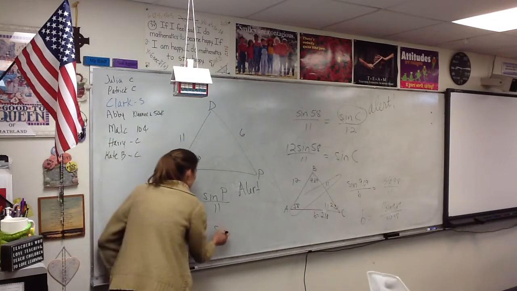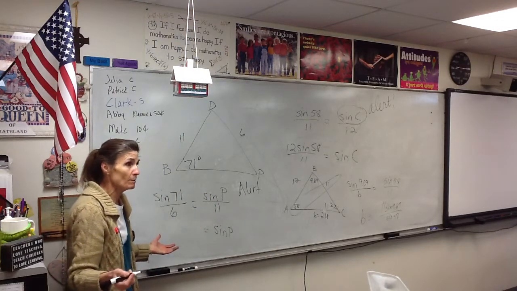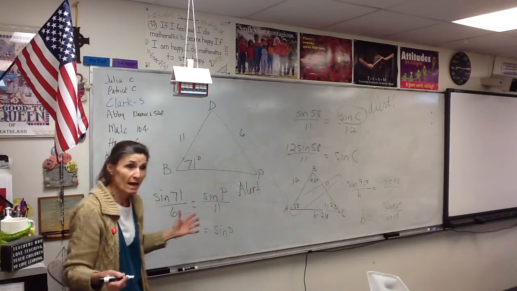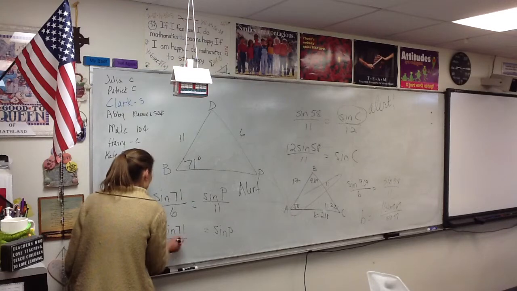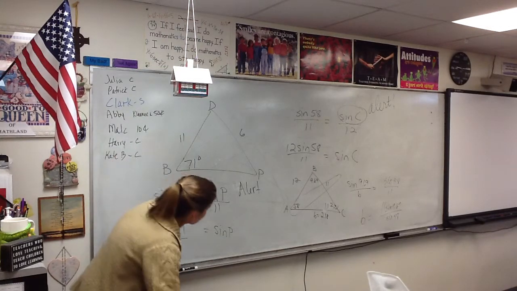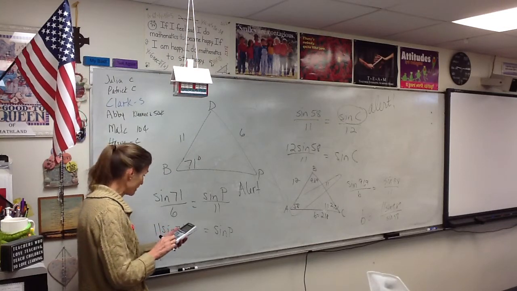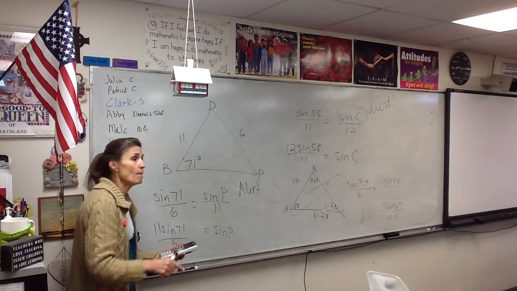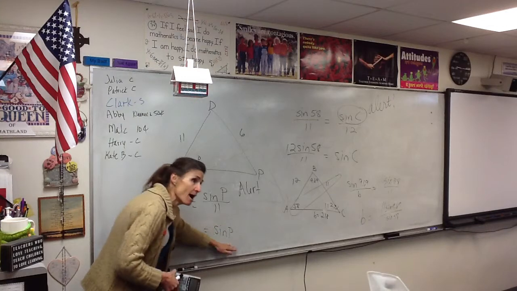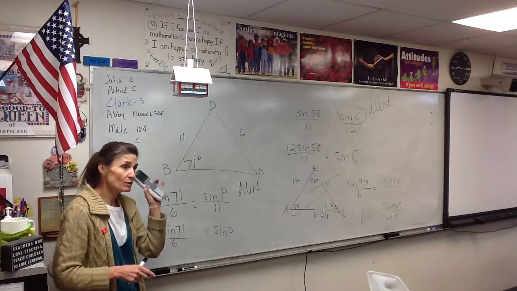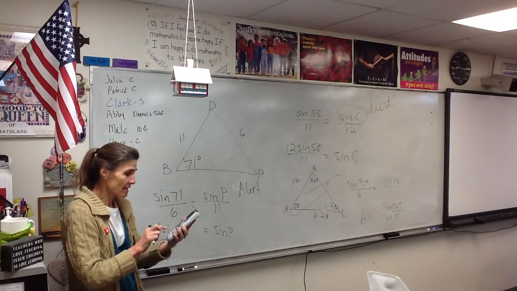So sine p. And the reason we're on alert is not because we can't do the problem. We can do the problem. We just don't know how many problems we're going to have to do. So sine p equals 11 sine 71 over 6. All right, let's figure out angle p. So we type 11 sine 71 divided by 6. That number is not the answer, right? That number is the sine of p. So what do we have to do to get p? Second sine, second answer.